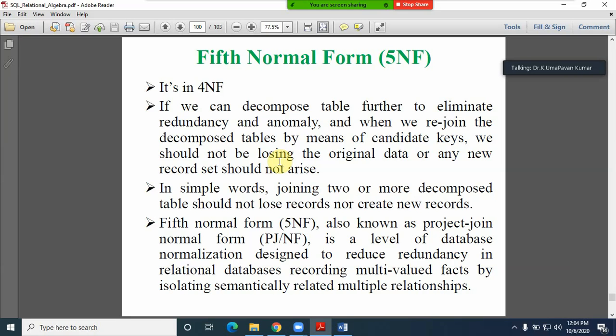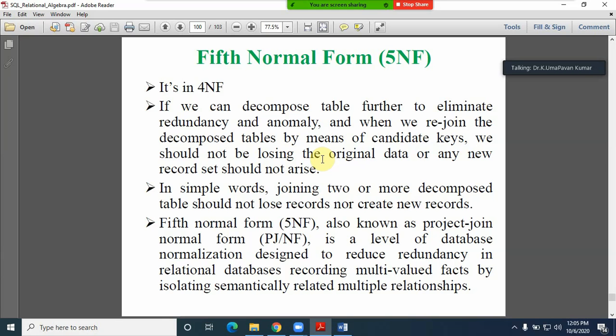Project join normal form. Now you see here, friends, again I am reading this. If we can decompose the table further to eliminate redundancy as well as the anomaly. Anomaly we are discussing from the starting point, friends. Anomaly is something like insertion anomaly, deletion anomaly, and the update anomaly. The main important point why we need to select this particular normal form and the process of normalization is to avoid these anomalies. Suppose I am having one huge table and I want to insert some record, and due to unavailability of a few columns, I cannot insert the corresponding record into the table. That is the insertion anomaly, an error related to the insertion.